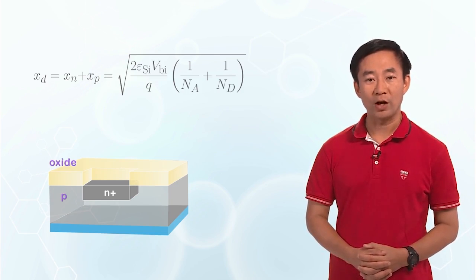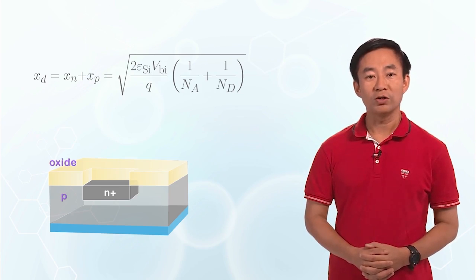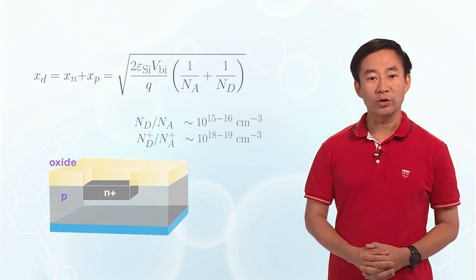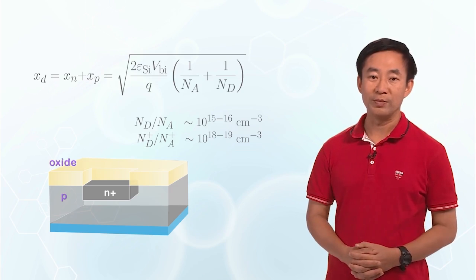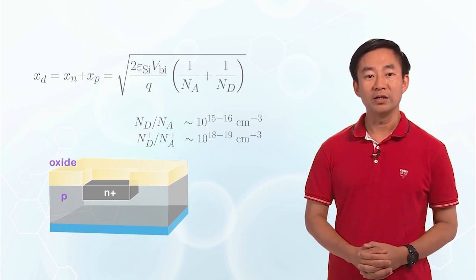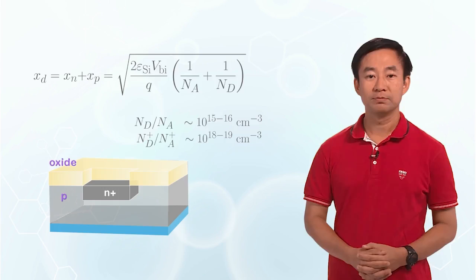the impact of the background dopants. Some typical doping concentration of the lightly doped side is around 10 to the power 15 to 16, while the heavily doped side is around 10 to the power 18 to 19 per cubic centimeter. With these numbers in mind, Na and Nd usually differ from each other by more than 1,000 times.